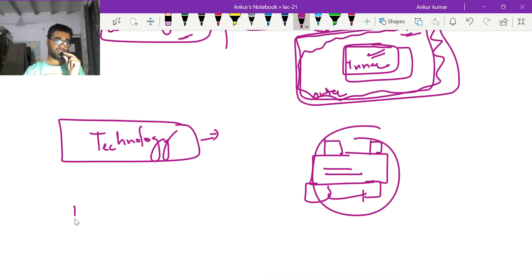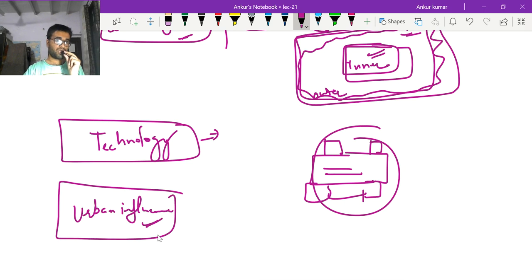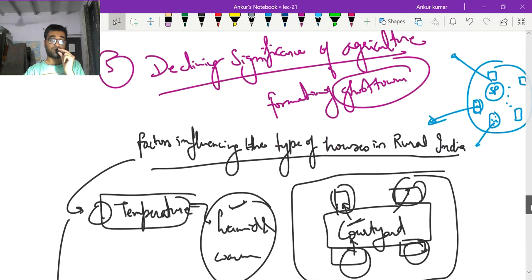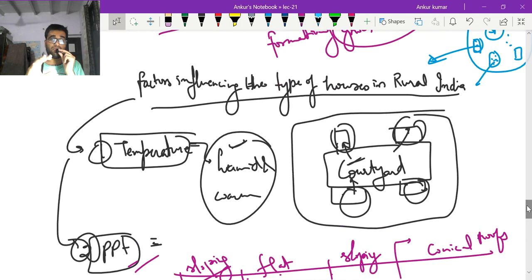The next factor is the urban influence. Urban influence is also more recent on rural morphology, whether it is multi-story houses, or the use of marble and other modern infrastructure in the rural areas. So this has also affected the morphology of the houses in rural areas. So this is what we studied, the factors influencing the type of houses in rural India.